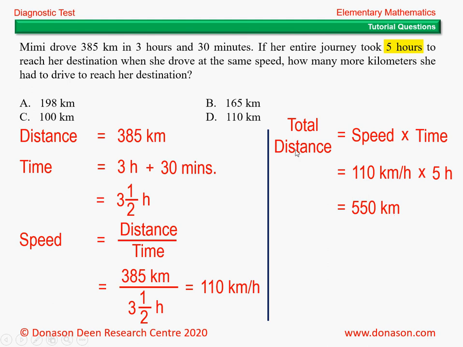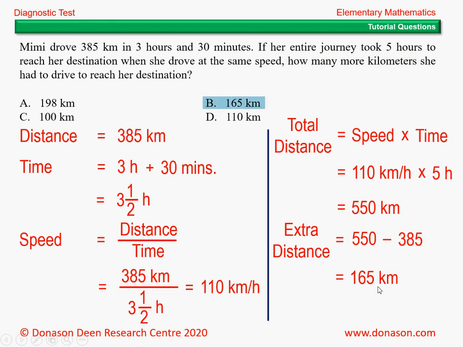But is the question asking what's the total distance traveled? No, the question is saying how many more kilometers she needs to travel when she has already done 385 kilometers. So in order to determine how many more kilometers, or the extra distance that she has to travel, we take the 550 kilometers, that would be the entire journey, and we're going to subtract away the 385 kilometers which she has already traveled, and that's going to give us 165 kilometers more is what she needs to travel in order to reach her destination.